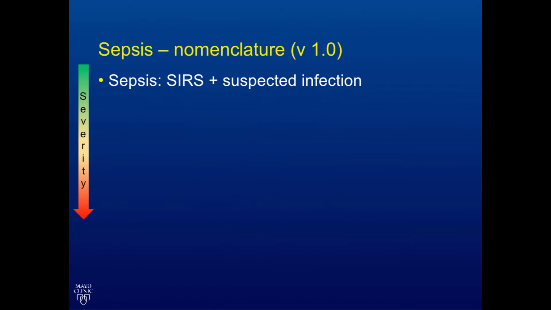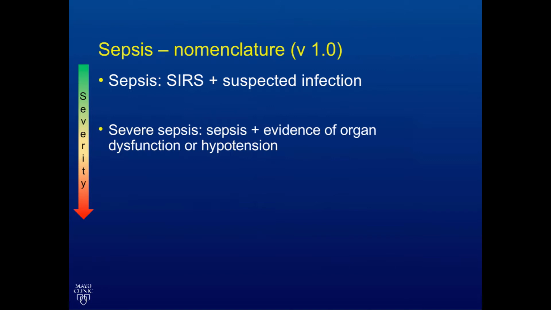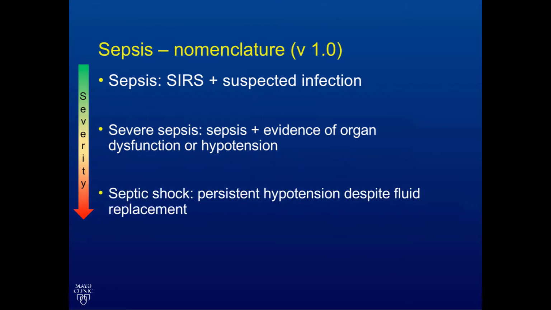So sepsis up until 2016 was defined as SIRS criteria plus a suspected infection, and then as Dr. Arnold spoke about last time, there's a continuity of illness that as you develop more and more severe infection, that turns into severe sepsis once you have organ dysfunction, and then shock when you have persistent hypotension.